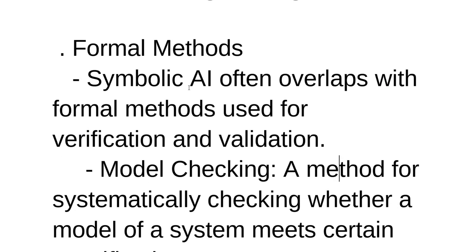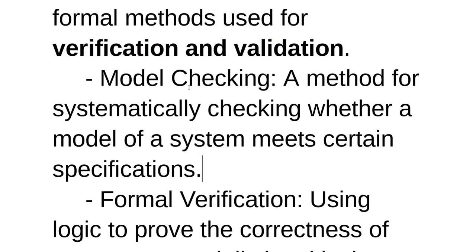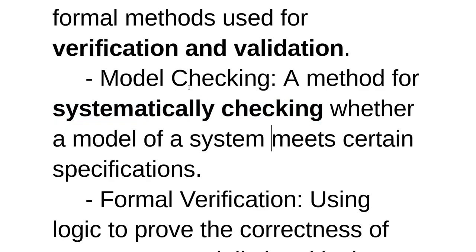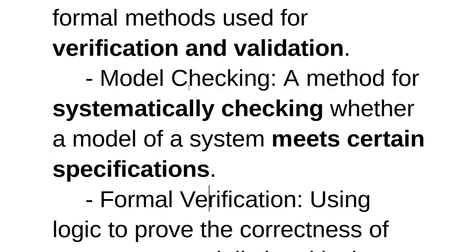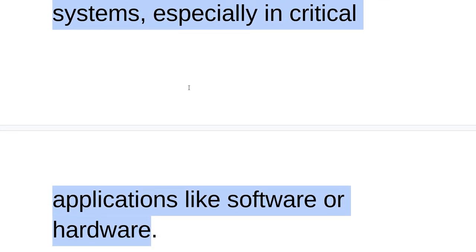Now, formal methods. Symbolic AI often overlaps with formal methods used for verification and validation. Model checking is a method for systematically checking whether a model of a system meets certain specifications. Formal verification uses logic to prove the correctness of systems, especially in applications like hardware or software.